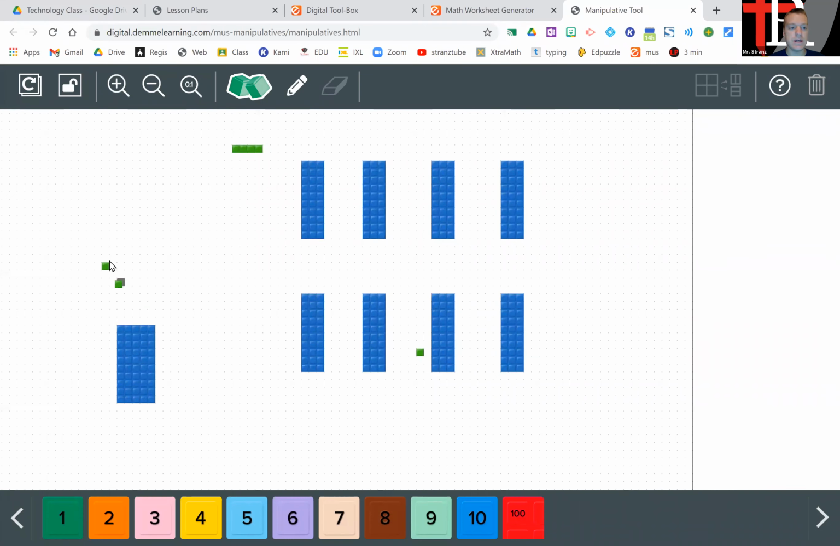Okay, so I got 1, 2, 3, 4, 5, 6, 7, 8, 9, and 10. All right, so all I did was take one stick of tenths and substitute it into individual cubes. Now I'm going to go ahead and give each group one of these.